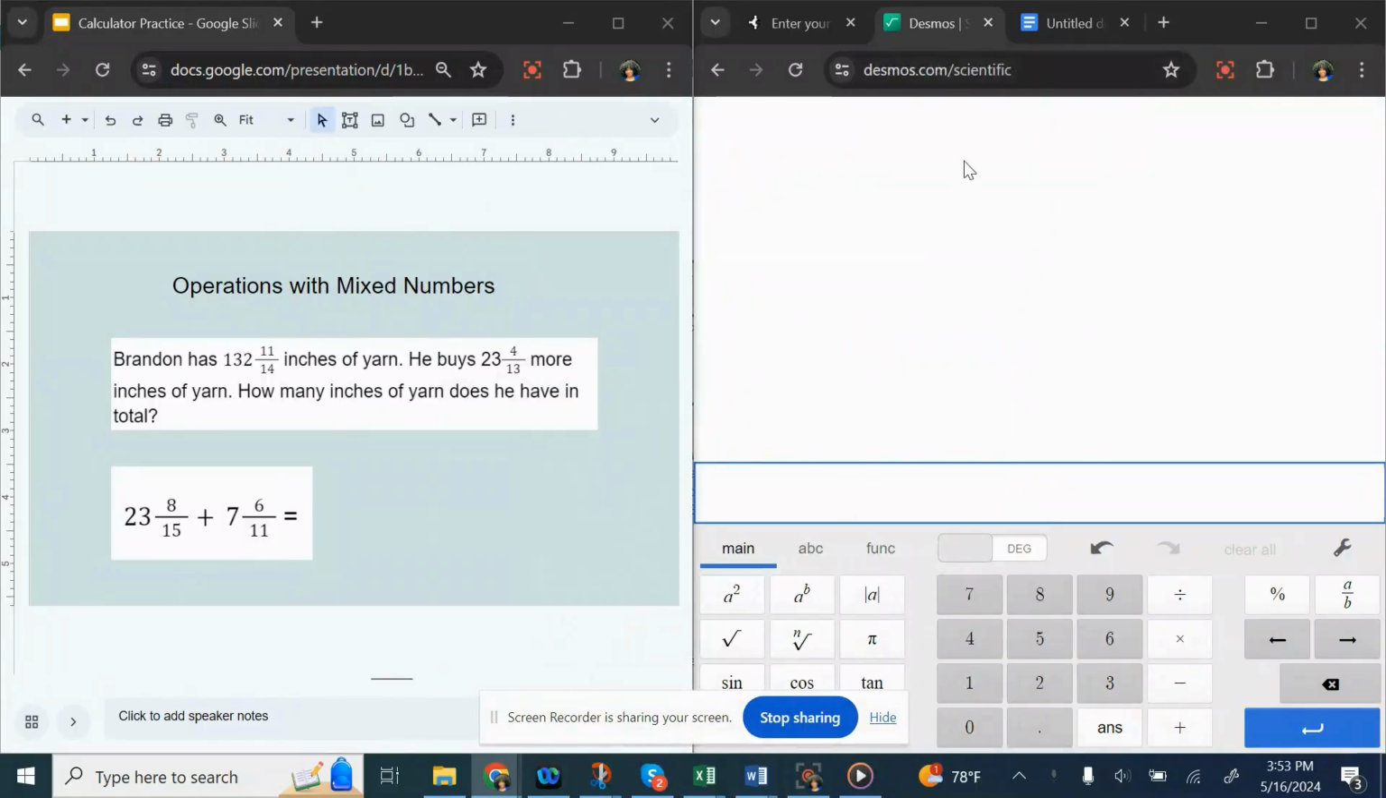In this video, you will learn how to use the online calculator to solve problems with mixed numbers. In order to type a mixed number into the online calculator, the first thing that you need to do is type in the whole number. So, for example, if we wanted to type the mixed number 12 and 3/4, the whole number is 12, so I'm going to type 12.